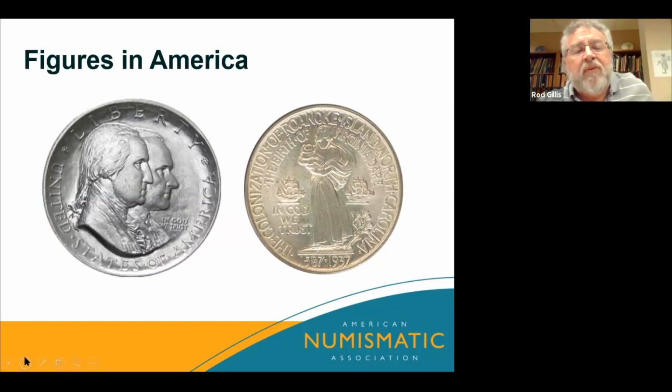And there you see two people on the coin. Now, obviously, the person in the forefront is George Washington, but who is that person behind him? Actually, that person behind him is Calvin Coolidge. He was president of the United States at the time this coin was minted.